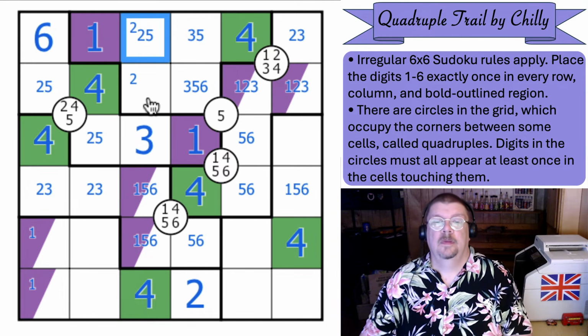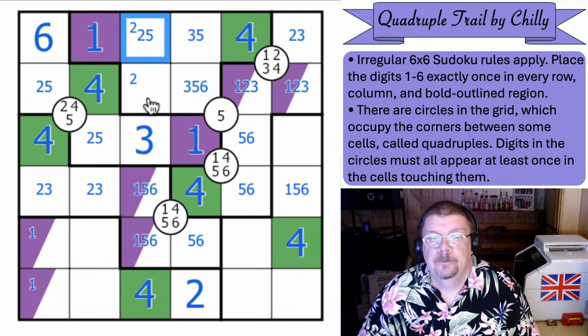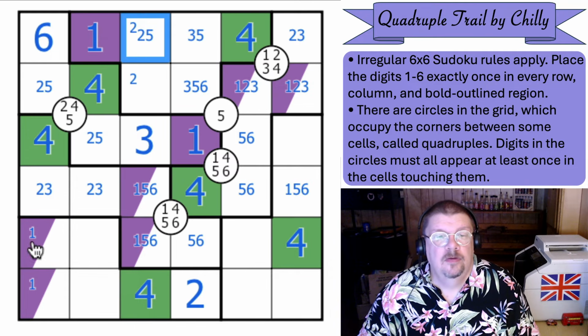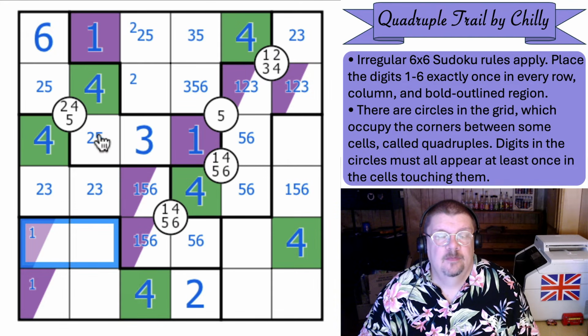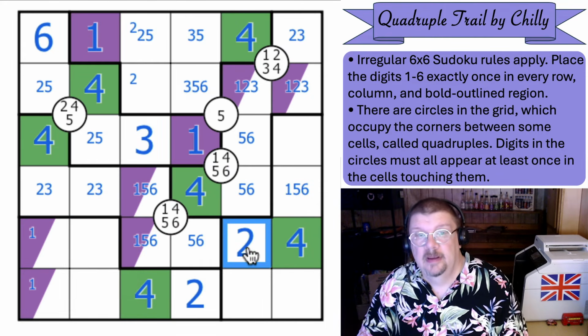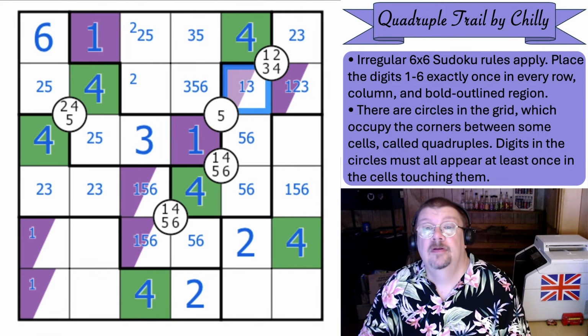Okay. 2 in this row. We already know that 2 can't go there because of this 2 candidate and this 2 candidate. So 2 must go here. That is now no longer a 2.